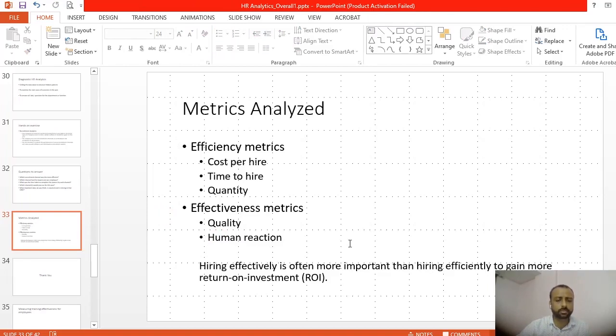But in order to sum up this entire video, I would like to say one line, that is hiring effectively is often more important than hiring efficiently. Because efficiency talks largely about the short-term measures, short-term metrics. Effectiveness will talk about a long-term commitment, a long-term loyalty, and the long-term return on investment.